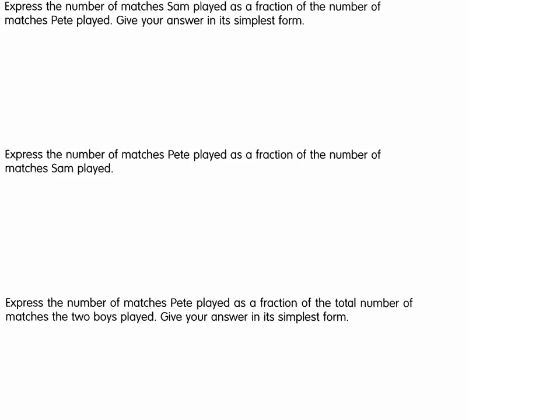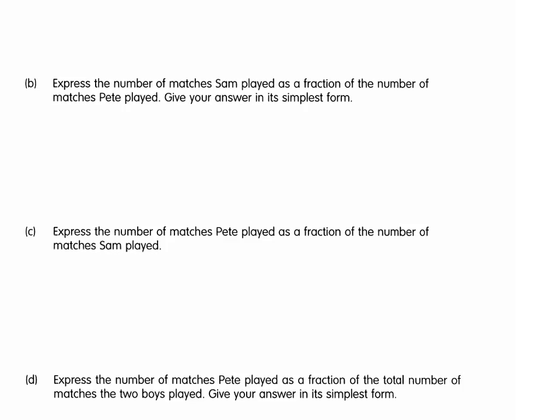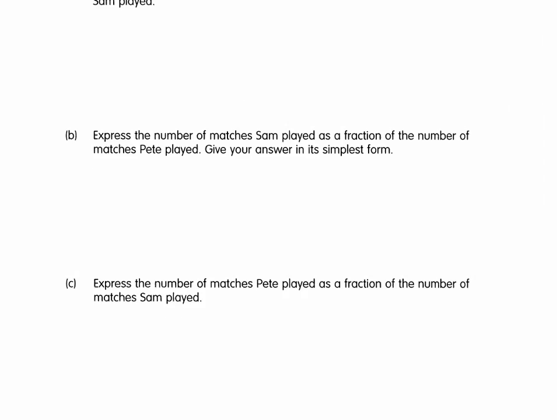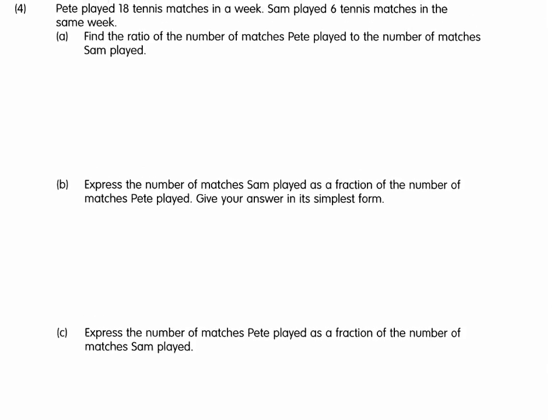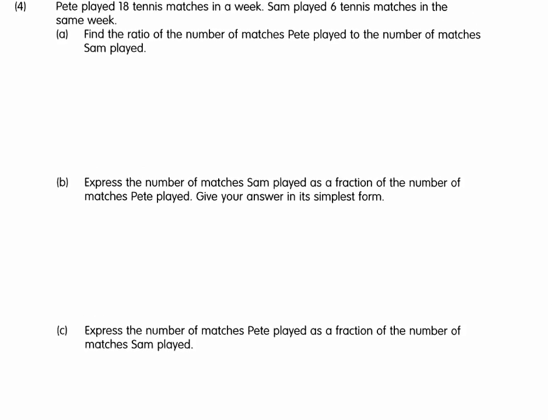Okay, let's look at the next question. Now, Pete played 18 tennis matches in a week. Sam played 6 tennis matches in the same week. Find the ratio of the number of matches Pete played to the number of matches Sam played. So very simple. Pete is to Sam, right?